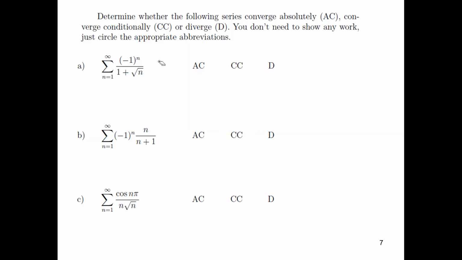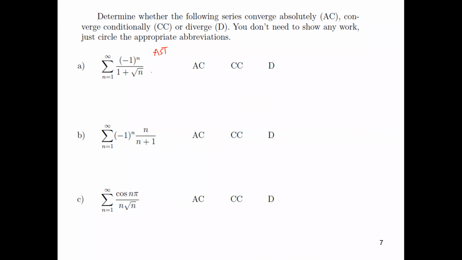Okay, but let's investigate. Having -1 to the n, you probably know that we can use the alternating series test. That means at the moment I'm not testing the absolute value, I'm just testing the original one. The original one is alternating. I can use AST because I have -1 to the n, the alternating part.